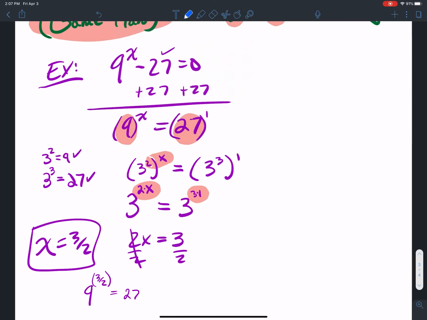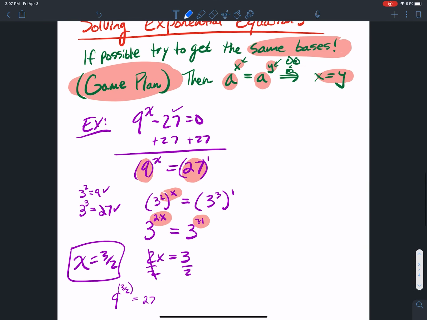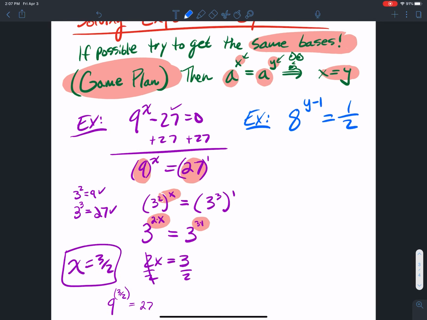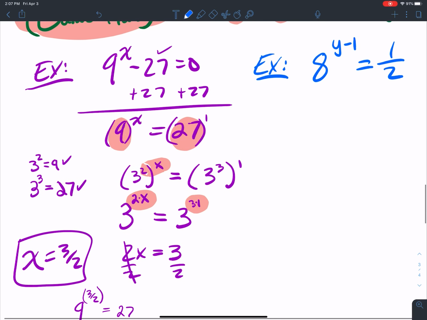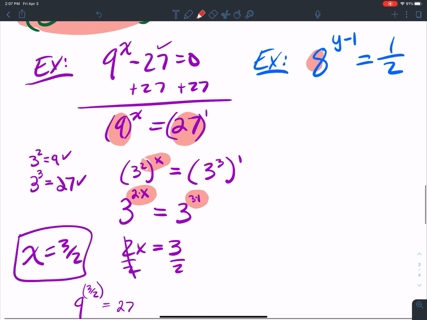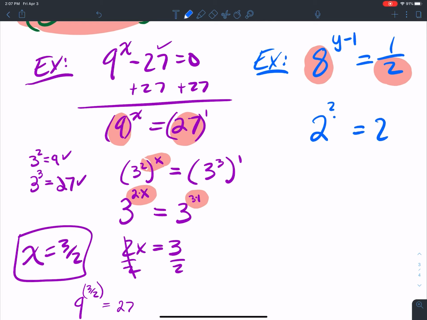Let's do another one. See if we can keep following our game plan. So here's another example. 8 to the y minus 1 equals 1 over 2. Can I write these with the same base? Well, what's promising here is I see an 8 and a 2. Both of those I know are even, right? So I'm thinking 2 to something equals 2 to something. I just got to figure out what those somethings are, okay?